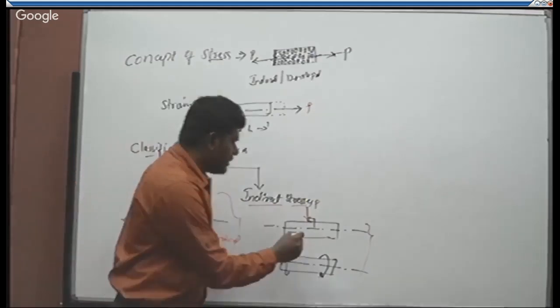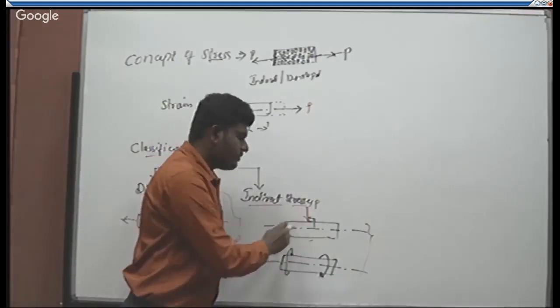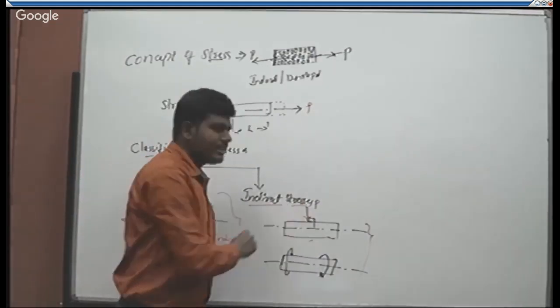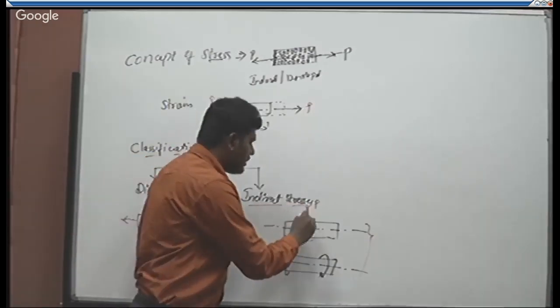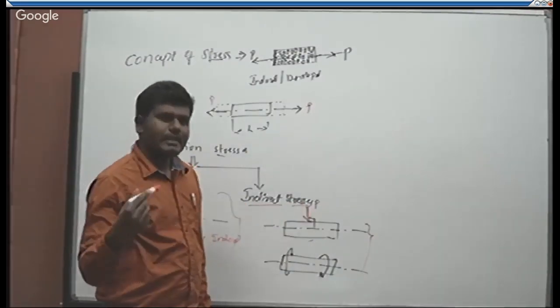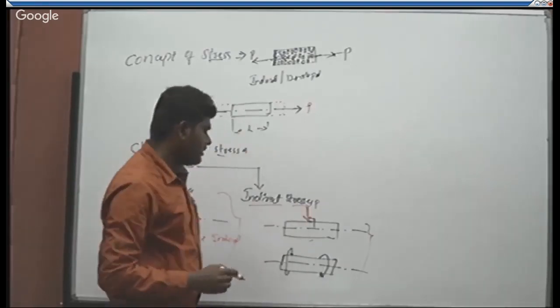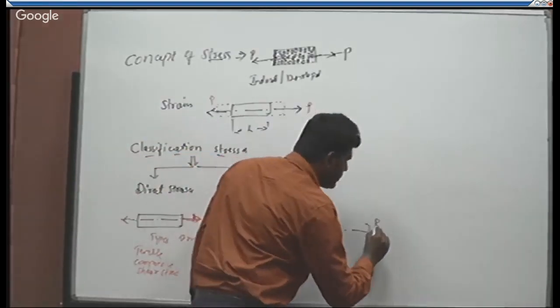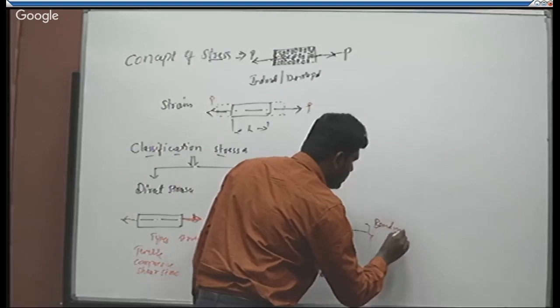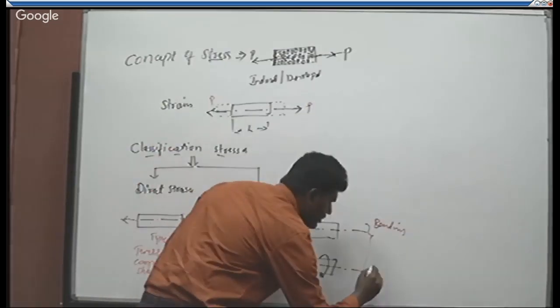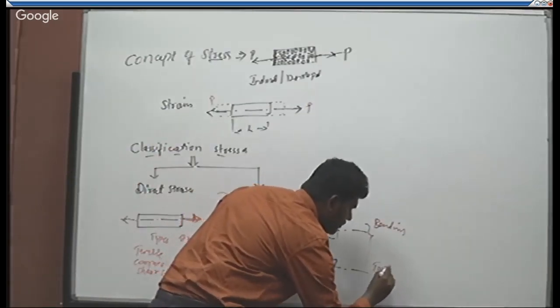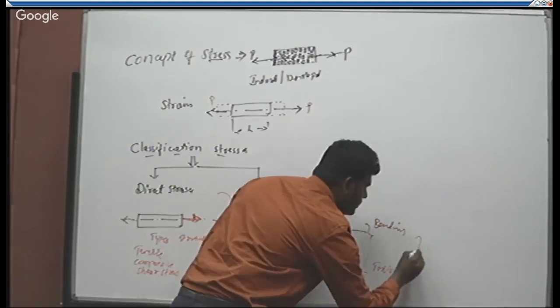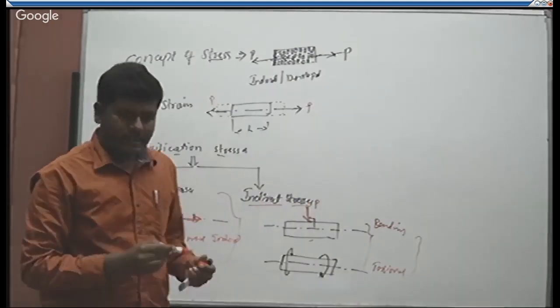So we can observe the type of stress induced due to this lateral direction of force. We'll call it this lateral direction or transverse direction of force acting. So in this case, we can see the bending stresses, and then in this case we see the torsional type of stresses. They form the basic examples for indirect stresses.